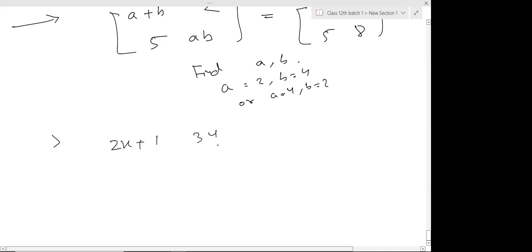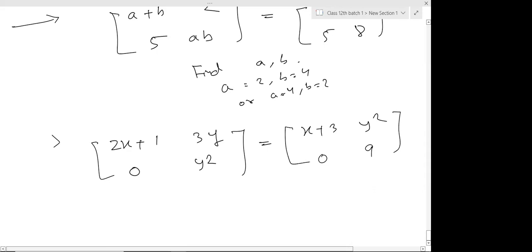The matrix with entries 2x plus 1, 3y, 0, y square is equal to the matrix x plus 3, y square, 0, and 9. All right, find x and y.